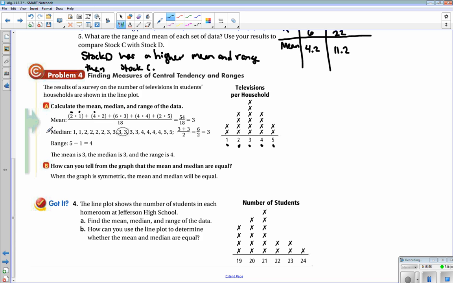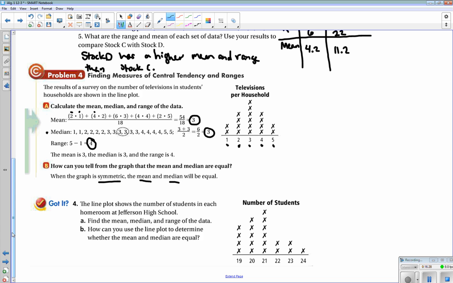For the median, you still have to list them out, so that's where all these numbers come from. Now since you have an even number of data, there are 2 values in the middle, but thankfully when I add them together and divide by 2, I still get 3. Mean is 3, median is 3, and the range is 5 minus 1, which is 4. How can you tell from the graph that the mean and the median are equal? When the graph is symmetric, the mean and median will be equal.